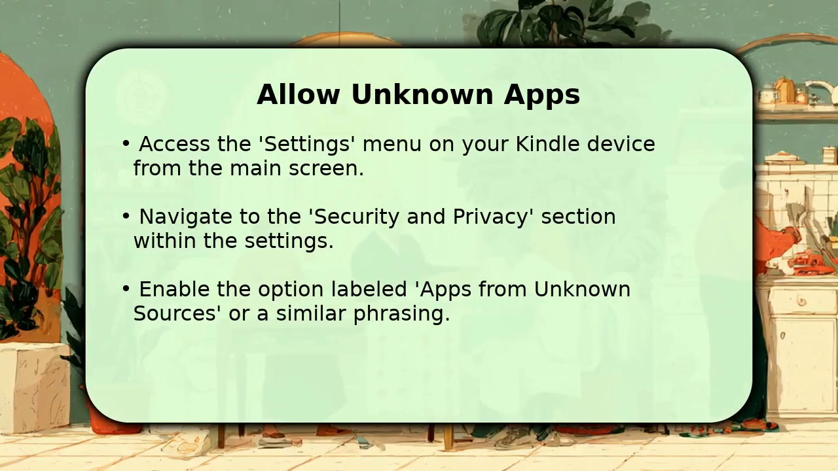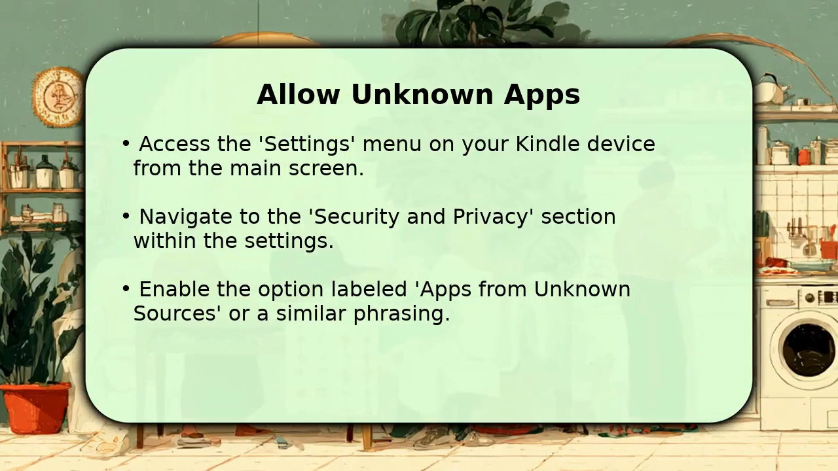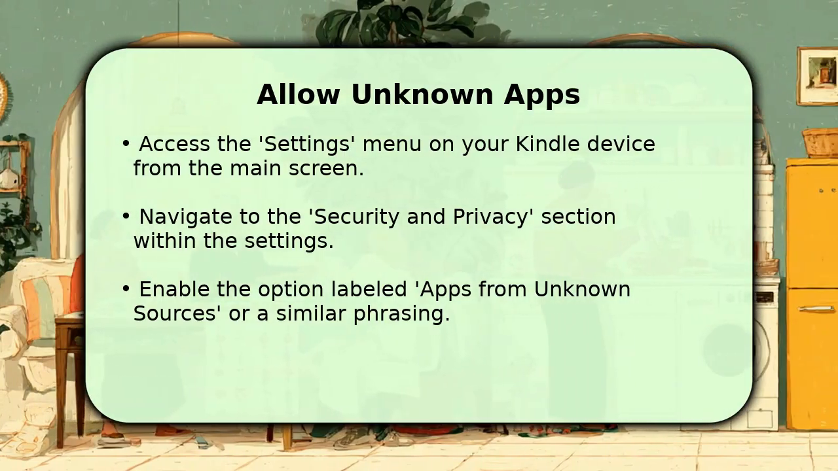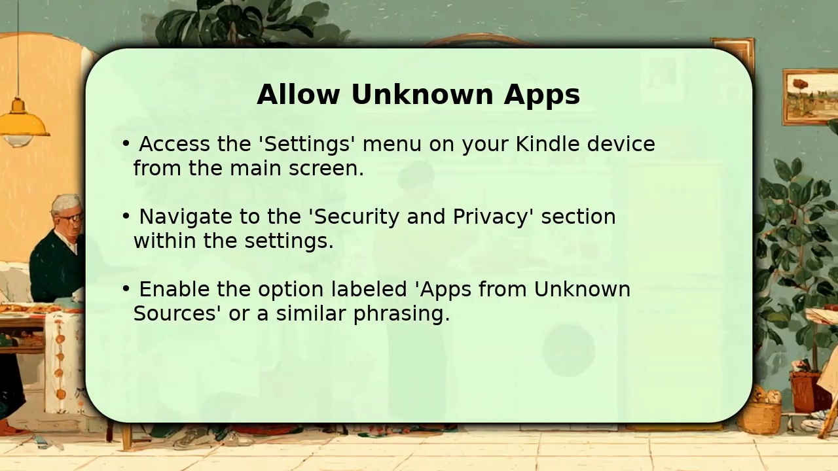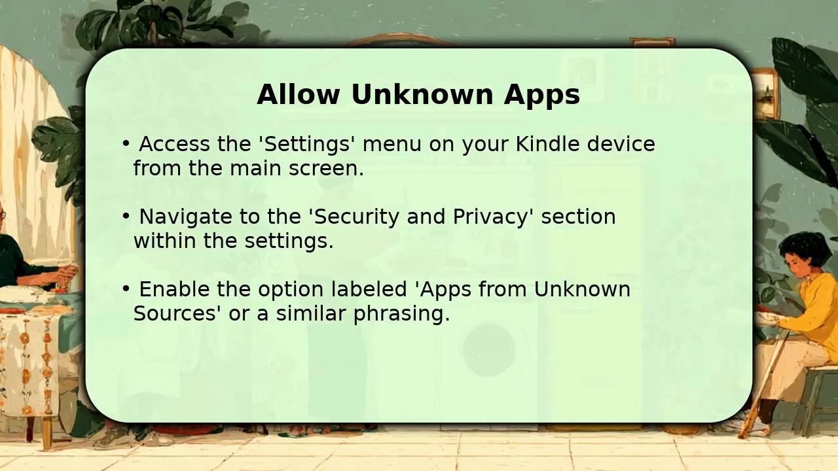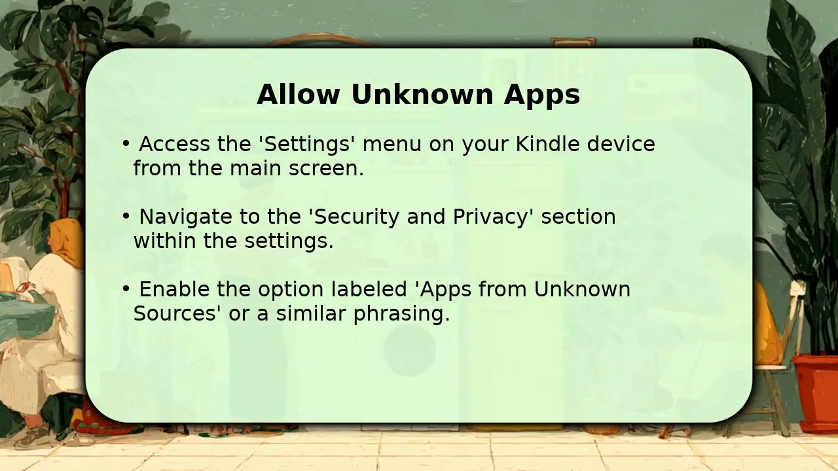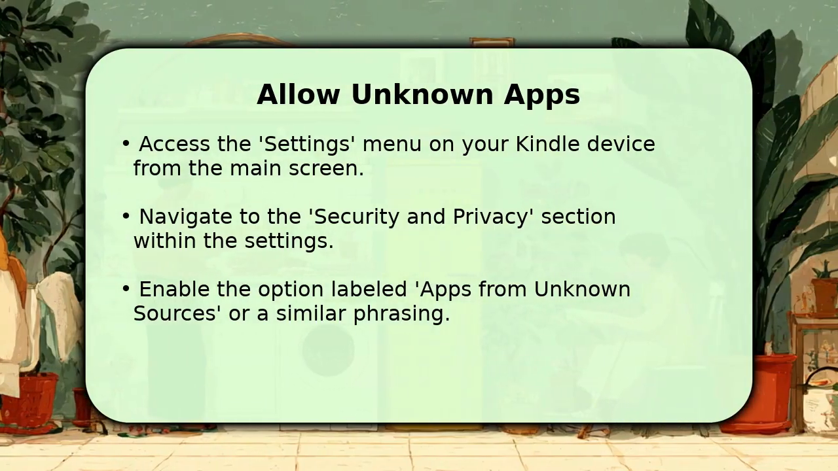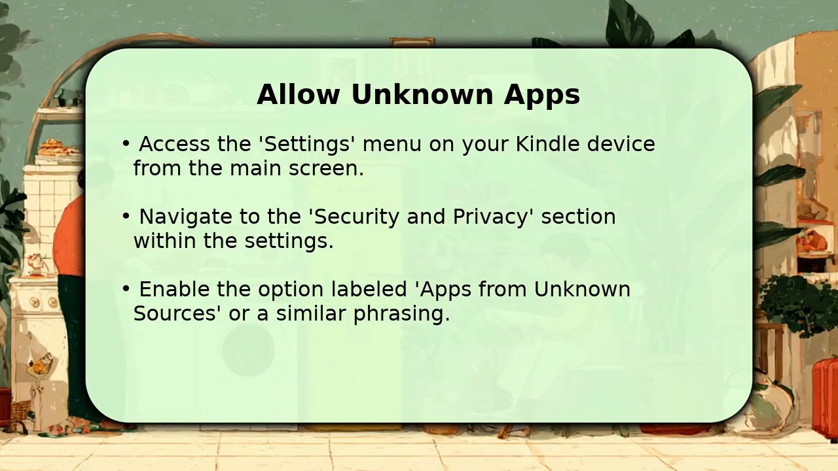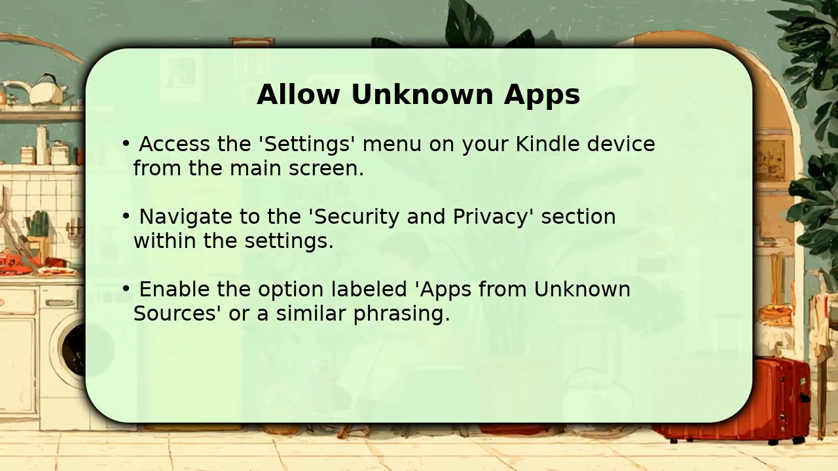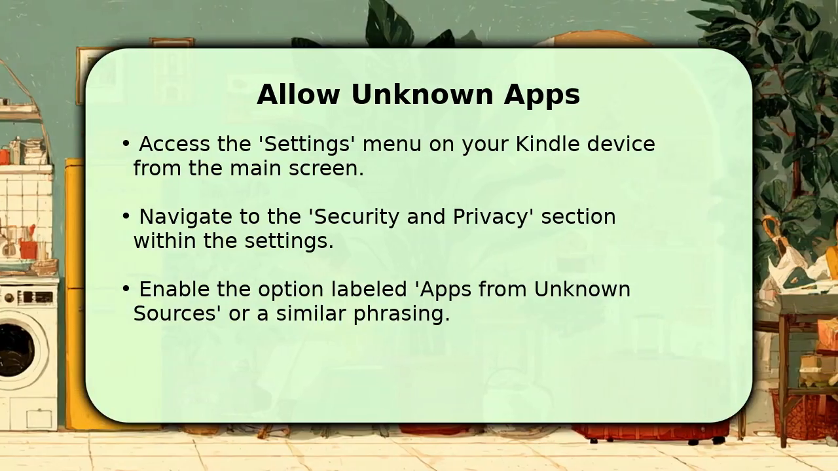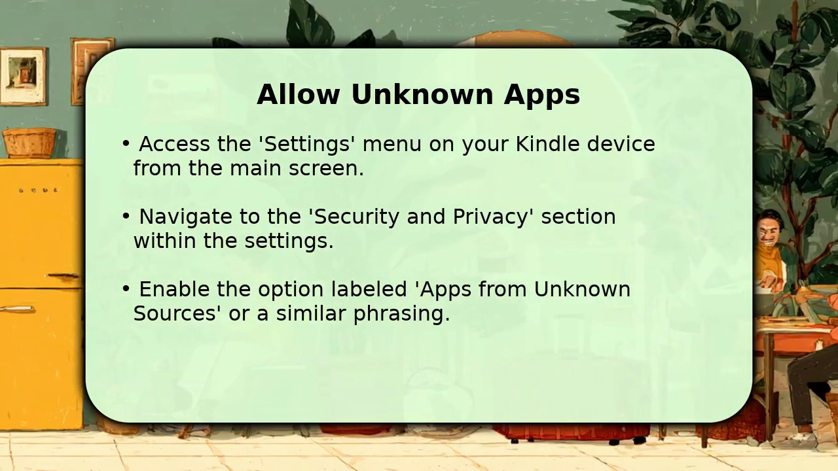To allow the installation of Roblox, you first need to enable a specific security setting on your Kindle. Go to your device's settings menu, then locate and tap on Security and Privacy. Inside this section, find the option for apps from unknown sources and toggle it on. Acknowledge any warning messages that pop up. This step is crucial for installing applications not directly from the Amazon App Store.